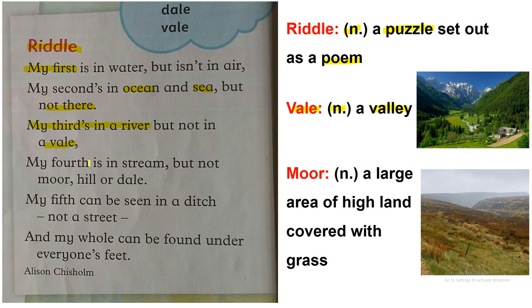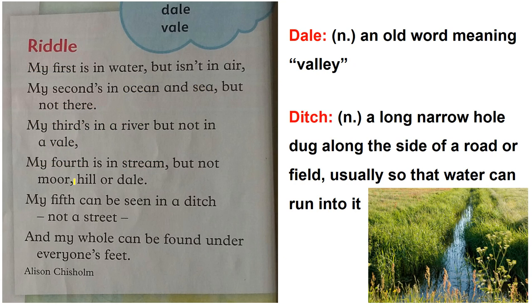My fourth, that means the fourth letter in this word, is in stream. The stream means like a small river. But not moor, hill or dale. Moor is a large area of high land covered with grass. This is the word moor.